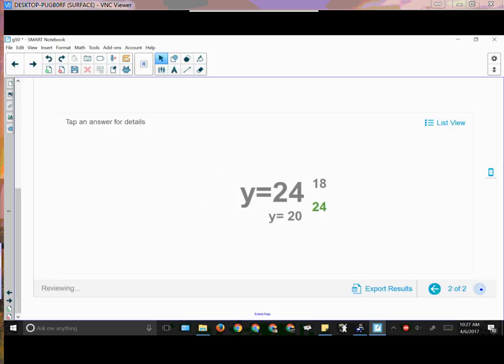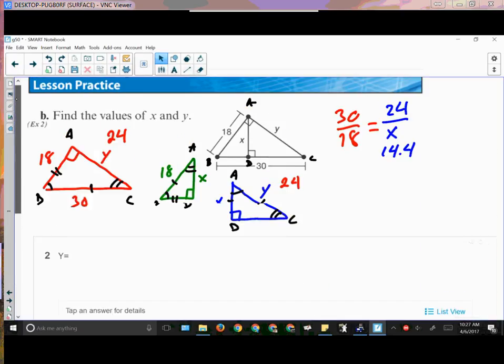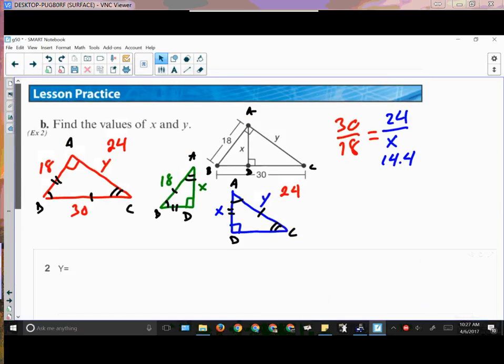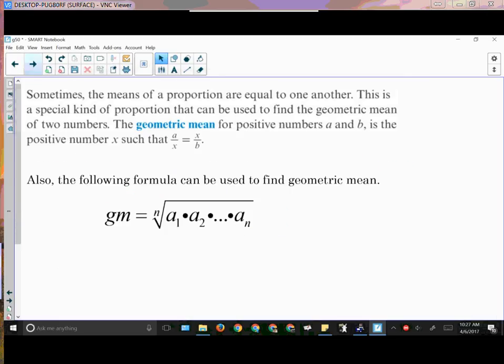I get 24 over there, so a few people had pulled that one out. Okay. Again, it is imperative to go and draw this stuff out. So, next thing that I've got for you.